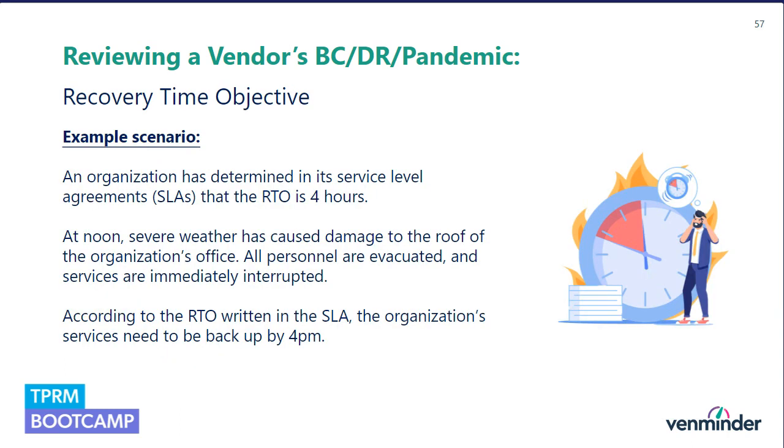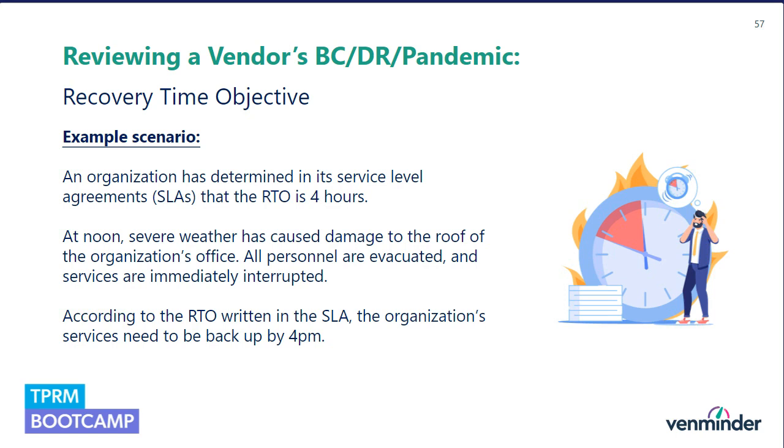Now let's look at an example for RTO. An organization has service level agreements that state that the RTO is 4 hours, meaning that the business processes must be restored after a disaster within 4 hours to avoid unacceptable consequences associated with a break in continuity. So let's just say today at noon, severe weather has caused damage to the roof of the organization's office, and all personnel are evacuated and services are immediately interrupted.